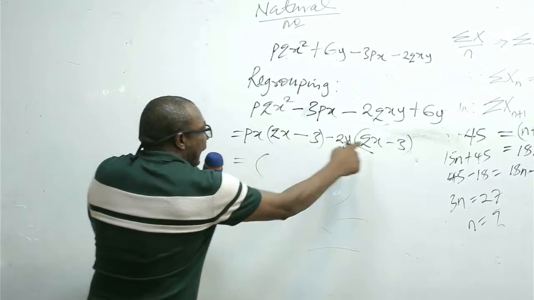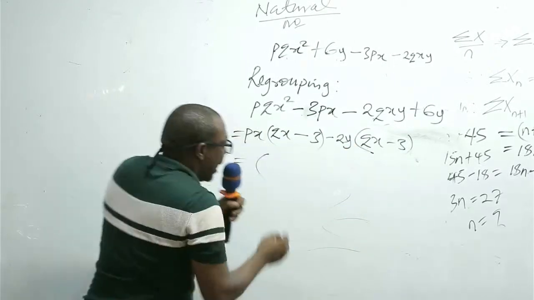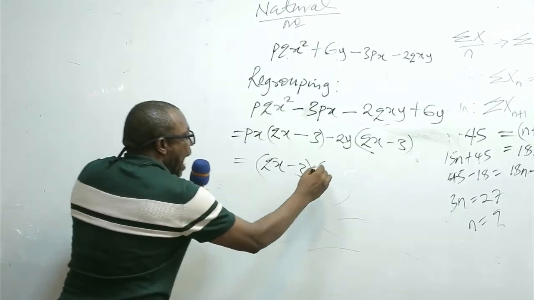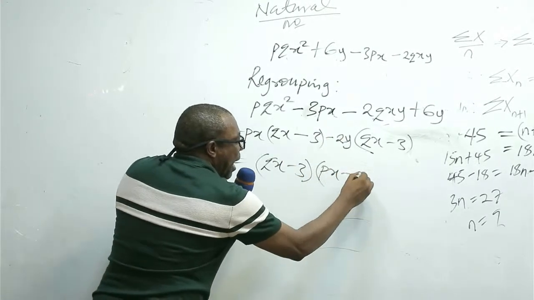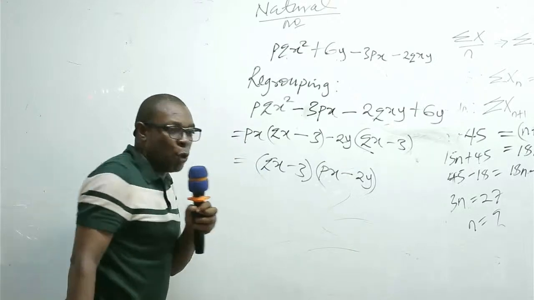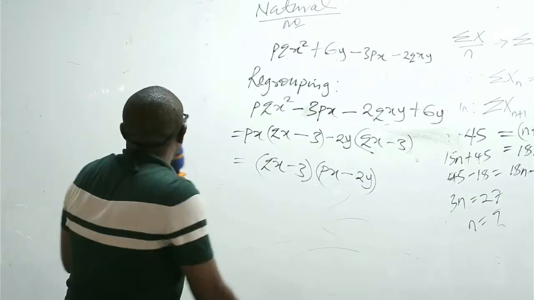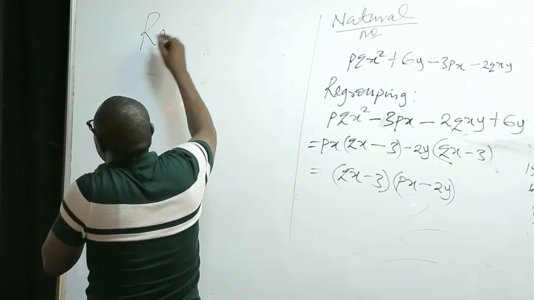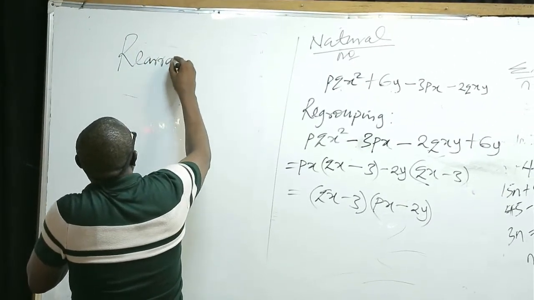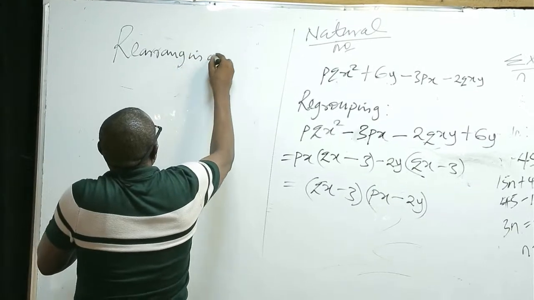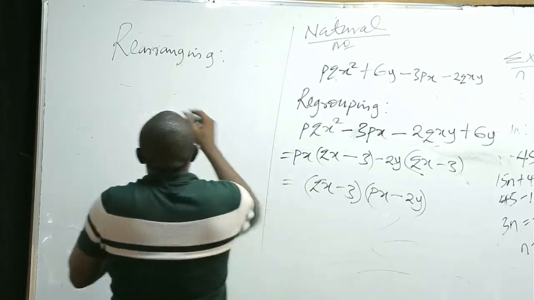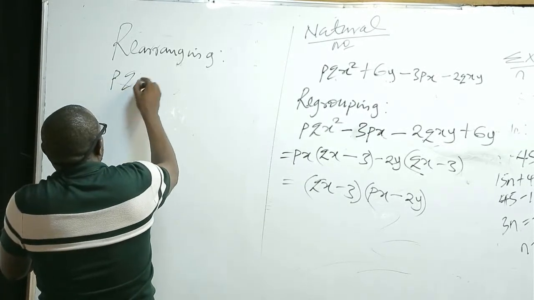So this and this, are they the same thing? Yes. Take it. QS minus 3. What is here? PS minus 2y. Are you with me? Yes. But if you don't want to go that way, you said rearranging. Instead of using what, rearranging. I'll bring PQ x squared.